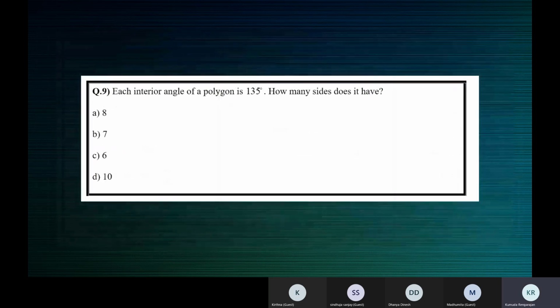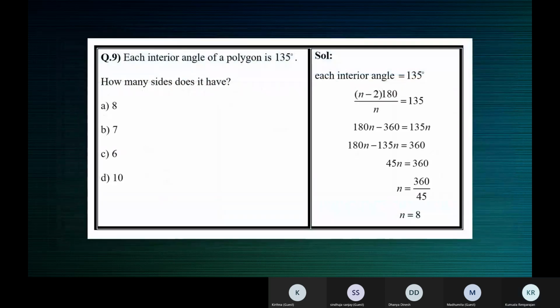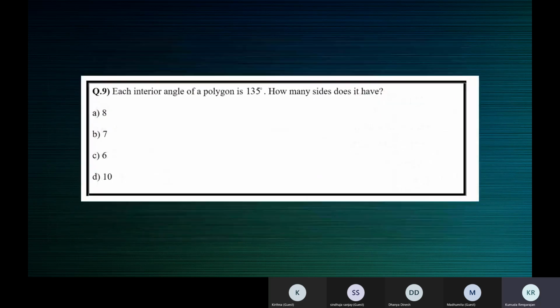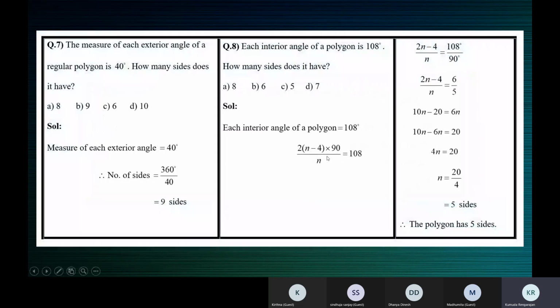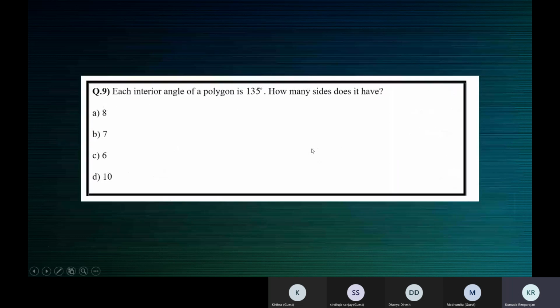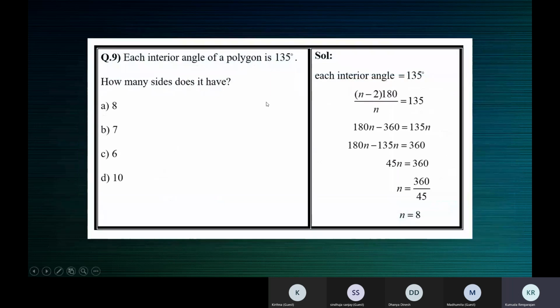Let me see if I have another one worked correctly. Okay, no, actually, my intention was to show the working using this formula as well as this formula. That's why I had taken up the other one there, and here (n minus 2) into 180 by n, just to show you how the working goes.